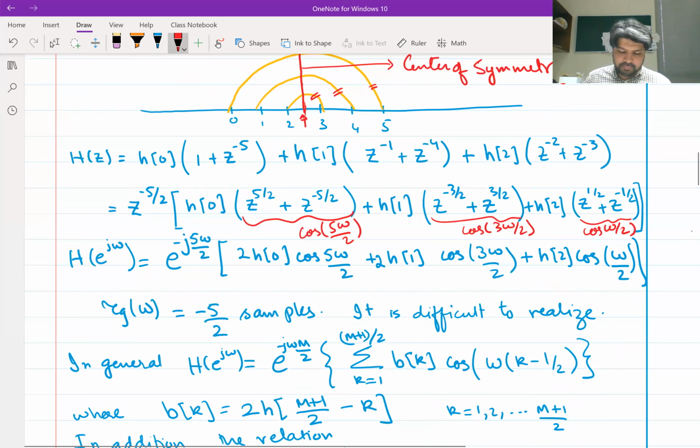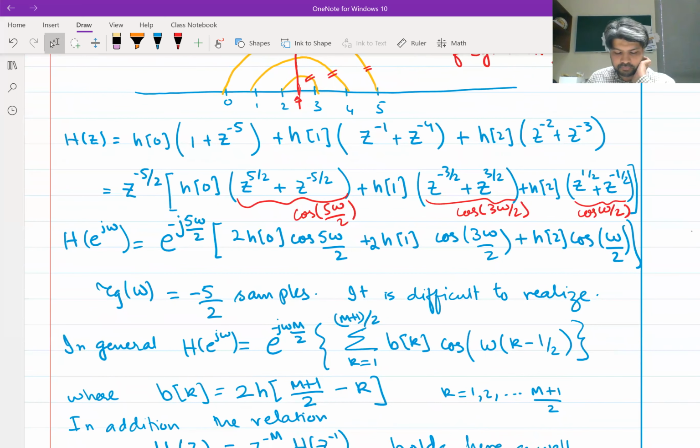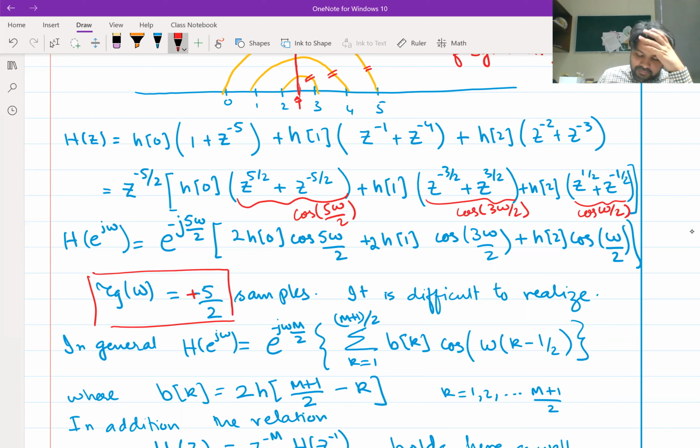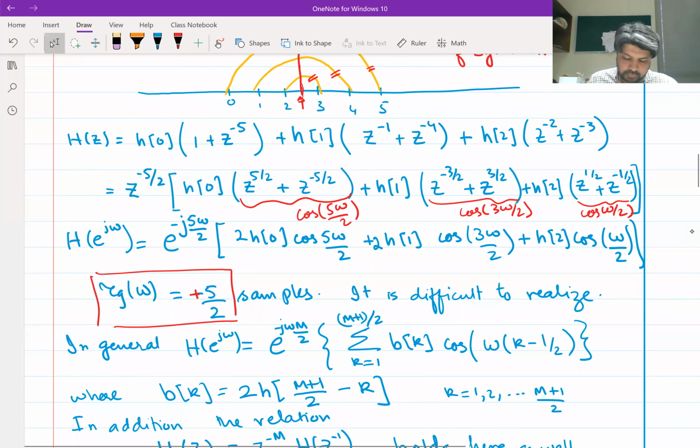इसका group delay interestingly is plus 5 by 2 samples. ठीक है, अब इसका angle is minus 5 omega by 2. You take the minus of the derivative, it would be plus 5 by 2. ठीक है, so this although can be realized, but it has its problem. It is difficult to realize. It's not impossible to realize, but this half integer delay causes some problem in the realization.